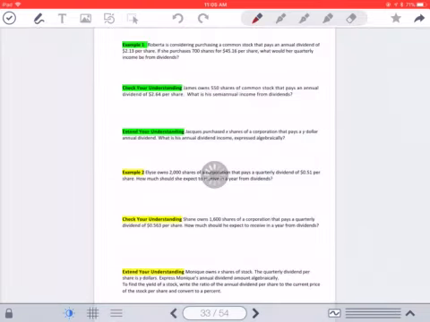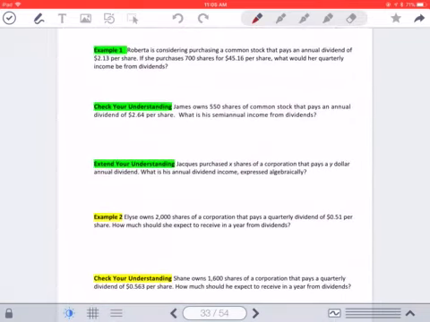All right, moving on to example 1. We're just going to do a couple examples here. Roberta is considering purchasing a common stock that pays an annual dividend of $2.13 per share. If she purchases 700 shares for $45.16 per share, what would her quarterly income be from dividends?